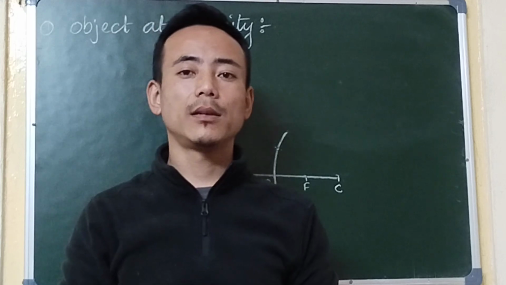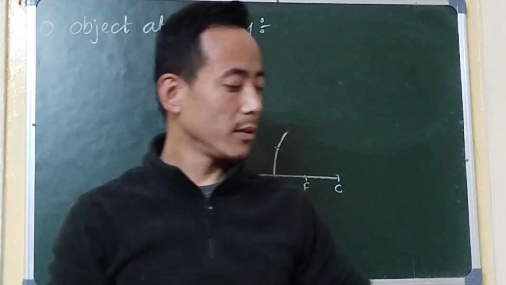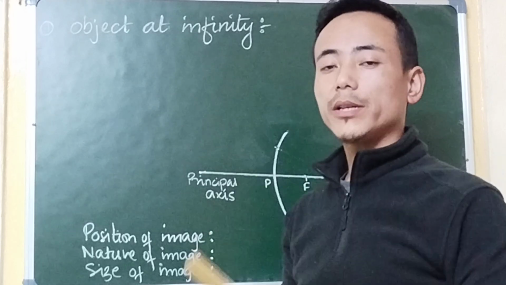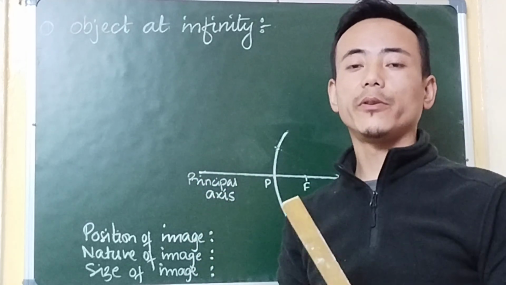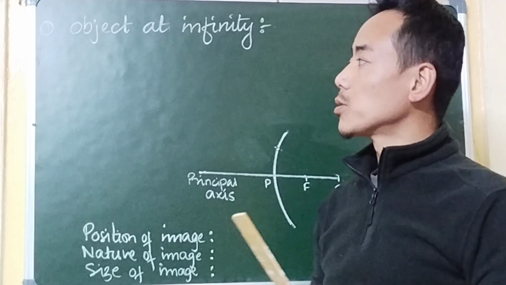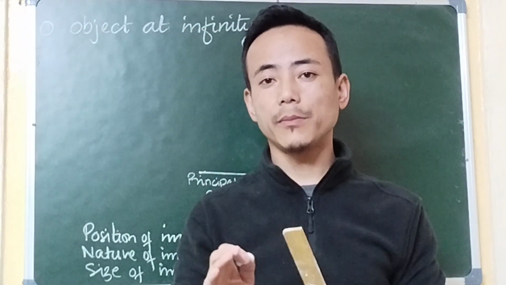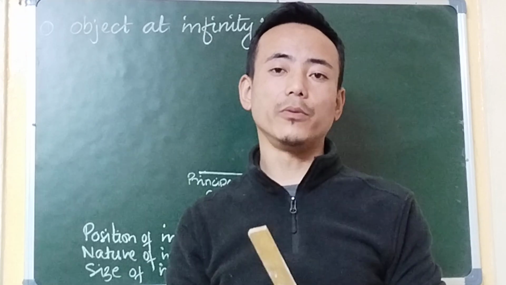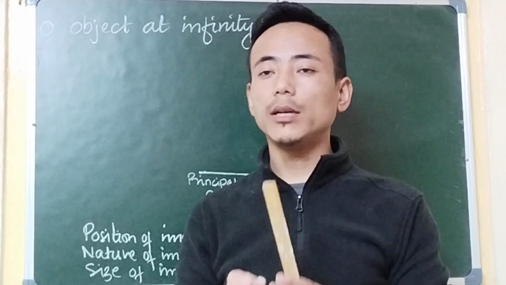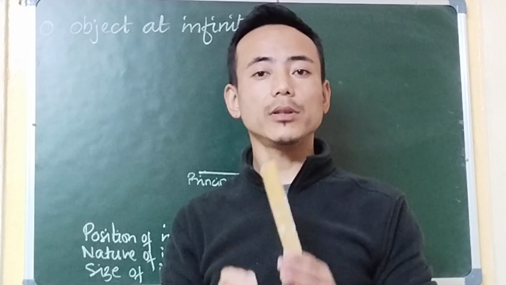With these rules we can form the image by a convex mirror. This is the first case of image formation by a convex mirror, where the object is placed at infinity. When the object is kept at infinity, what kind of image will be formed by a convex mirror, what will be its position and what will be the size? We have already discussed that whenever an object is kept at infinity, infinity meaning a large distance, the incident ray will always be parallel with the principal axis. And for image formation we need at least 2 rays. So here, since our object is kept at infinity, we will take 2 incident rays which are parallel to the principal axis.